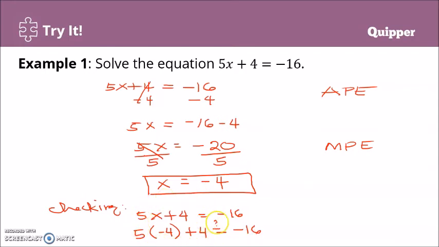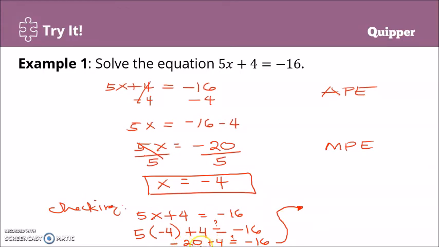Okay? And so that is 5 times negative 4, that is negative 20. Plus 4, is it equal to negative 16? Sulat ko lang siya dito, yung magiging sagot. Dito ko na lang i-continue. So, we have negative 20 plus 4.